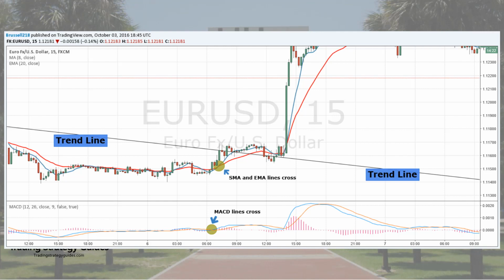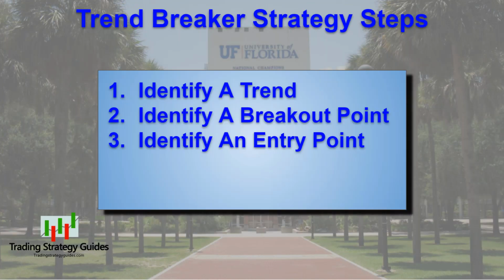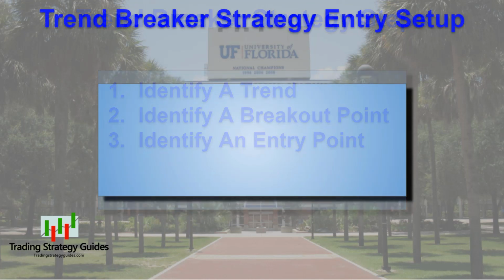Remember, when our indicators are crossing, the trend needs to be heading toward the trend line that was drawn in step 1. This is because the trend is breaking and a breakout is about to occur. We'll identify an entry point when that breakout happens. Here's a list of the entry criteria. These 4 things must happen to enter a trade with this strategy.